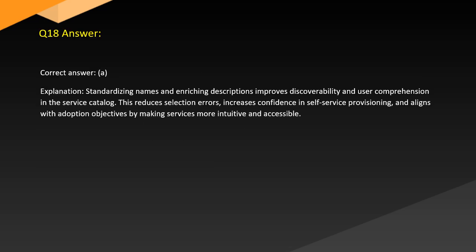Answer. Correct answer: A. Explanation. Standardizing names and enriching descriptions improves discoverability and user comprehension in the service catalog. This reduces selection errors, increases confidence in self-service provisioning, and aligns with adoption objectives by making services more intuitive and accessible.